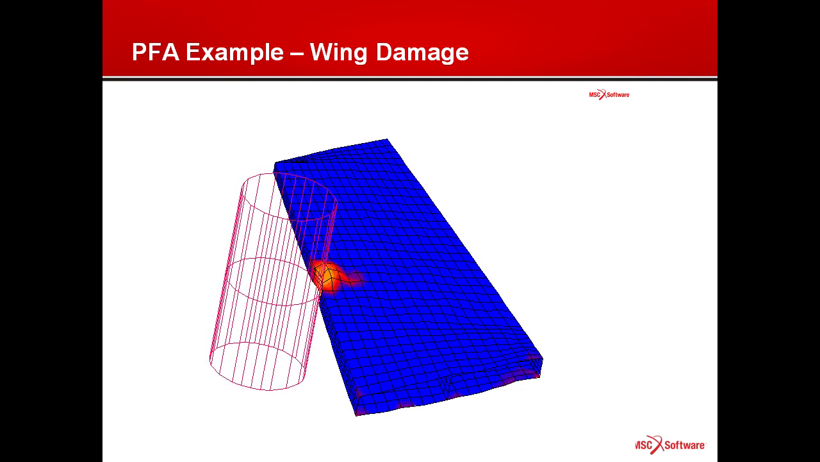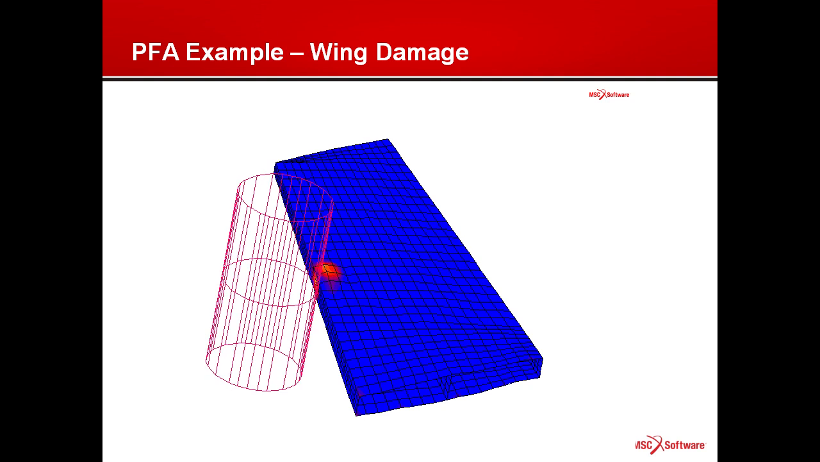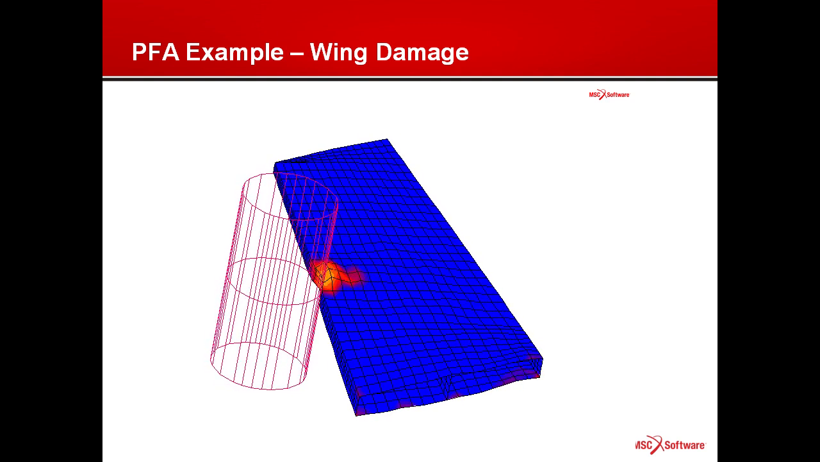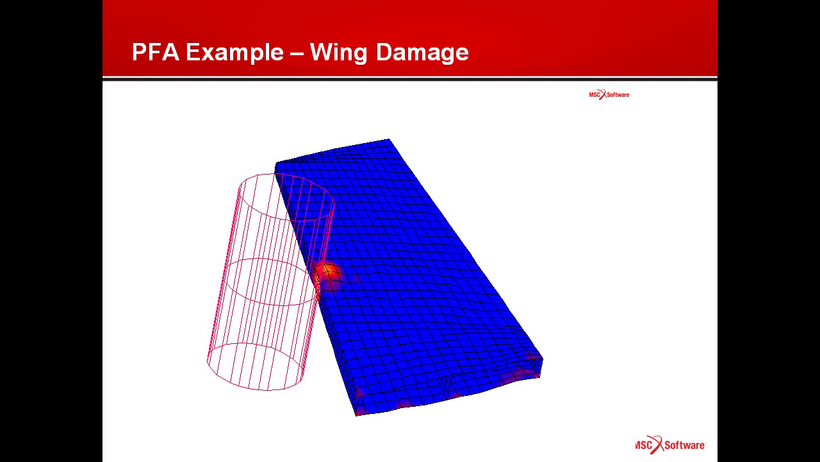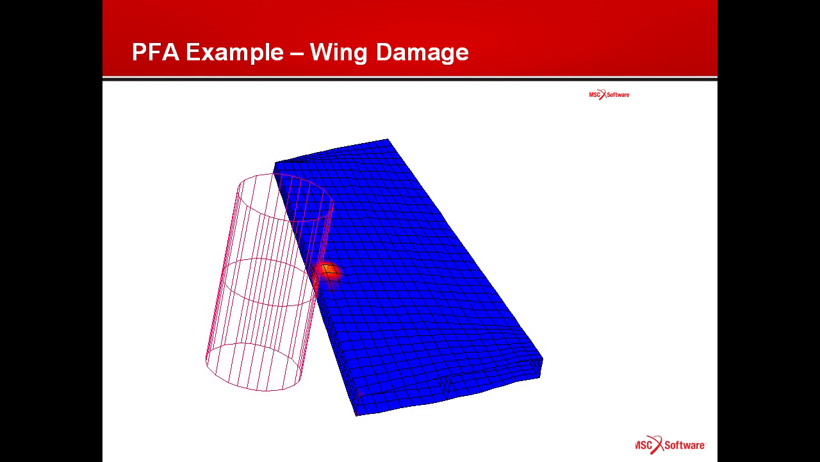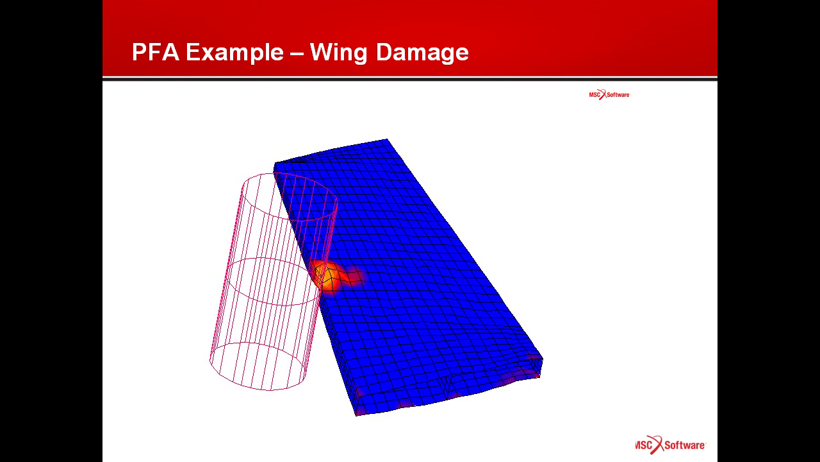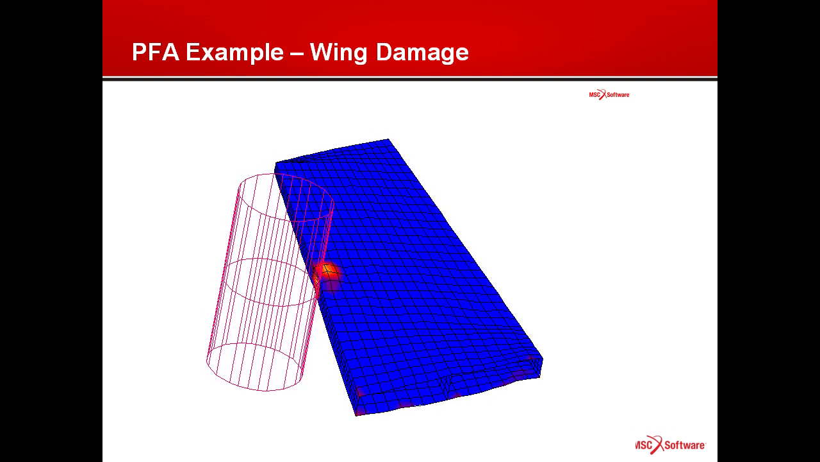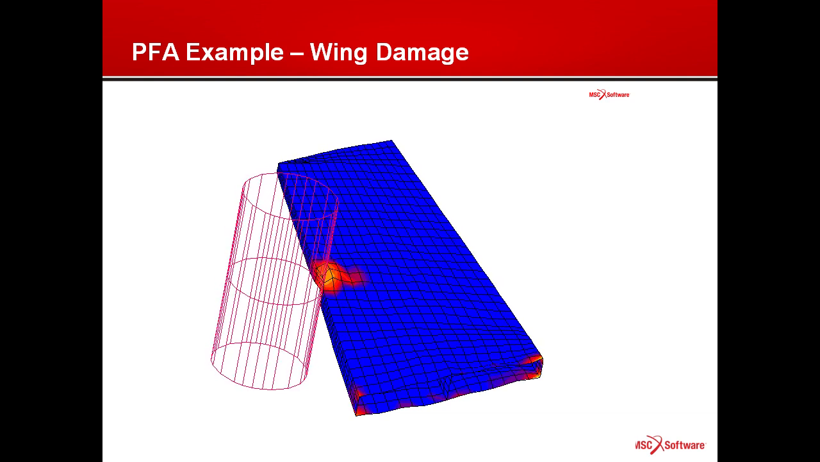Here's another example. This time we're looking at a wing box. And you can see the damage starts out at the wing spar, and it spreads into the wing skin, and eventually it spreads into the entire wing box. Okay, so hopefully that gave you a good feel for how progressive failure analysis works and how you could apply it to your composite design.